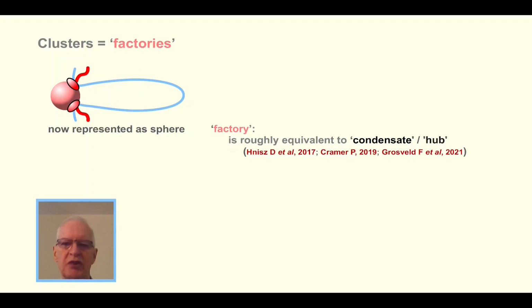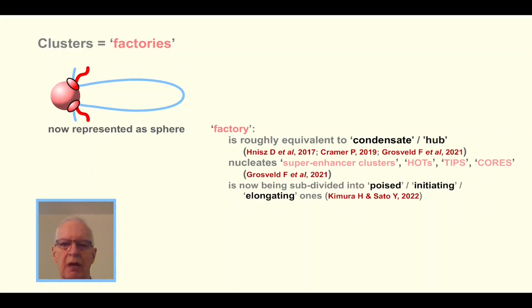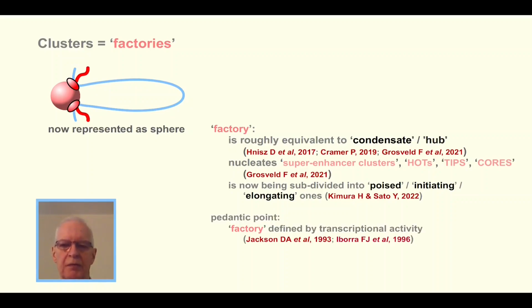A factory is equivalent to fashionable structures called condensates and hubs. I also believe they're equivalent to many other structures discussed earlier. And our kinds of factories are being subdivided into poised, initiating, and so on. So nomenclature is confusing. I'll make the pedantic point that our kinds of factories were initially defined by transcriptional activity in contrast to many of these other structures.